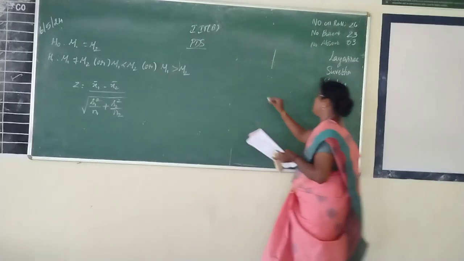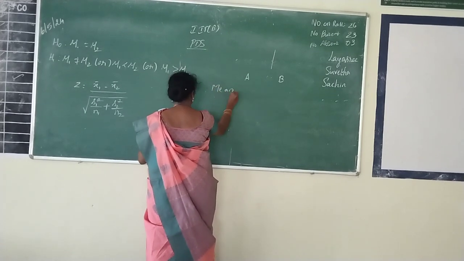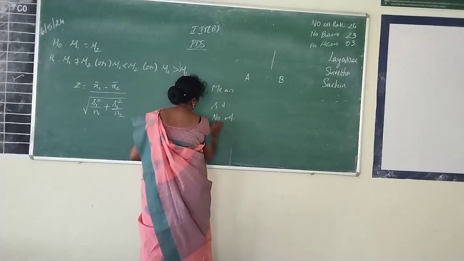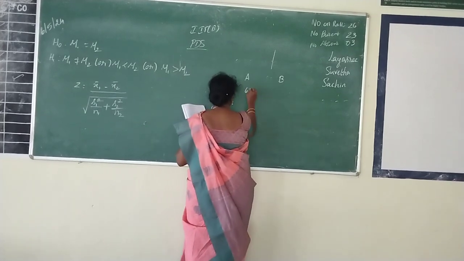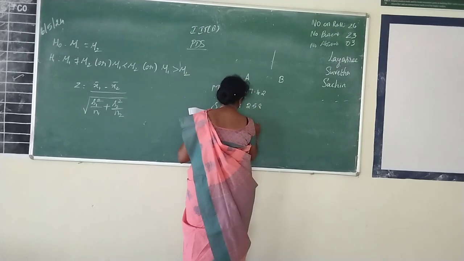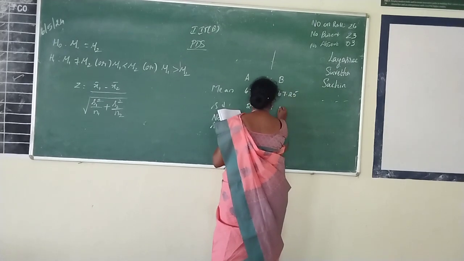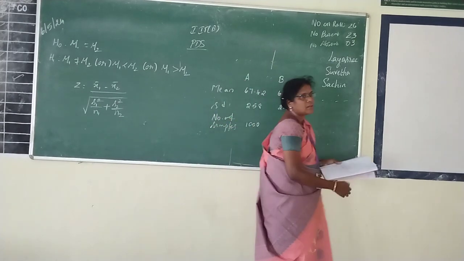We are given information about country A and country B. You are given mean, standard deviation and number of samples. For country A: 67.42, 2.58, 1000. Country B: 67.25, 2.50, 1200. Okay.